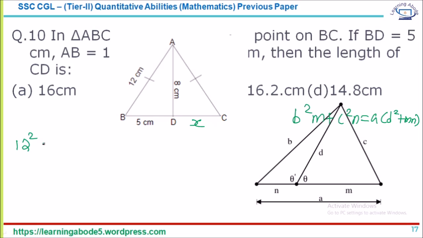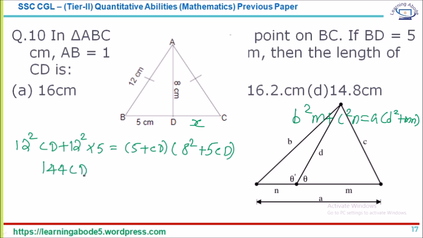12 square into CD plus 12 square into 5 is equal to 5 plus CD into 8 square plus 5 CD. Okay. Now what we want is CD, right? Now proceed to solve this. If I can write one more step, 144 CD plus 720 is equal to, you will get 5 plus CD into 64 plus 5 CD.